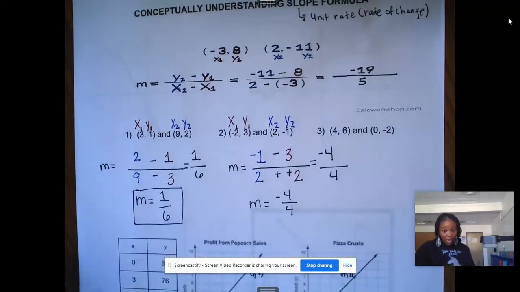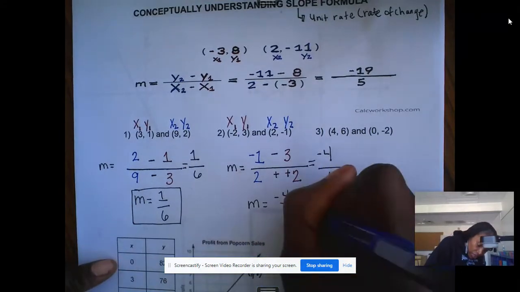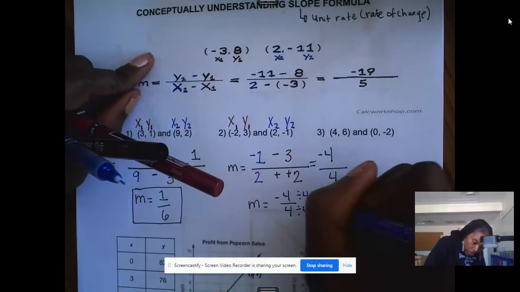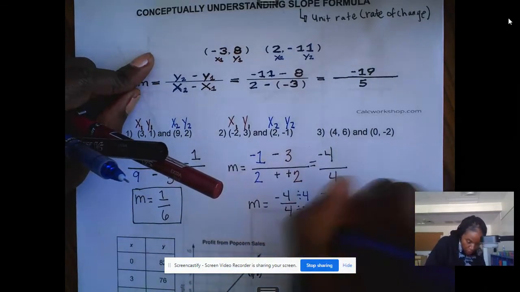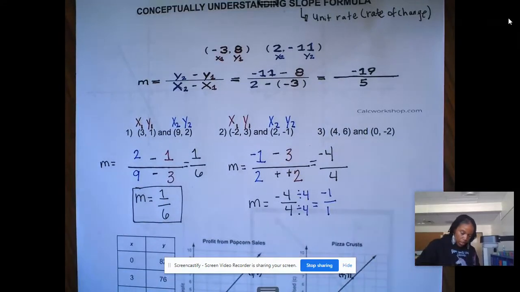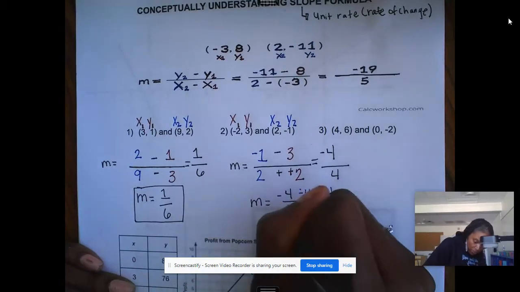But I can simplify. So basically, what I'm doing is I want to make sure that I simplify these. And all I'm doing is dividing by a number that can divide into both of these evenly, which is 4. So I'm going to divide this by 4, my denominator, divide this by 4. So my answer here would equal negative 4 divided by 4. My numerator would be negative 1. And then 4 divided by 4 will be 1. So my m equals negative 1 divided by 1.